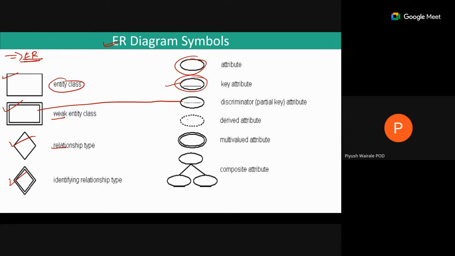Then derived attributes are a dotted ellipse. For example, age is a derived attribute. We are deriving it from date of birth, right? Then a multivalued attribute is there. Then composite attribute, for example, full name. Full name consists of first name and last name, right? If we have one more, middle name, we can include that also. So full name is basically a composite attribute. A multivalued attribute is, for example, phone number. Like a student can have multiple phone numbers, right? So please remember these symbols. It will help you to solve the questions.